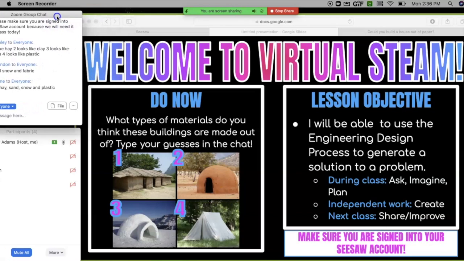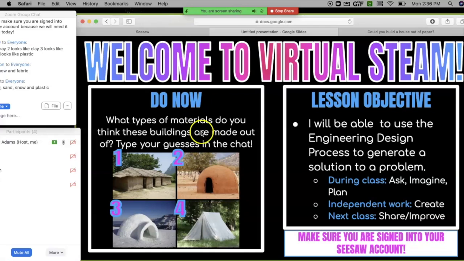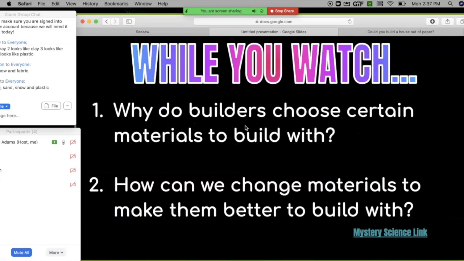The reason that I have you taking a look at these different pictures and thinking about what materials they were built out of is because it is going to be helping us with our engineering design challenge this week. So our job for today is to be able to use the engineering design process to generate a solution to a problem. And in just a second, we are going to be watching a video that's going to give us a little bit of information that is going to help us with that problem. As we are watching the video, there are 2 things that I want you to think about.